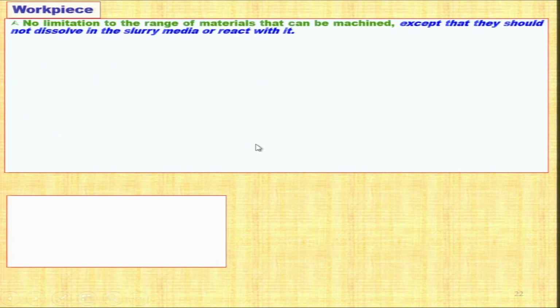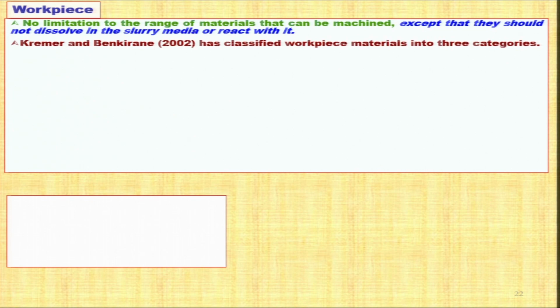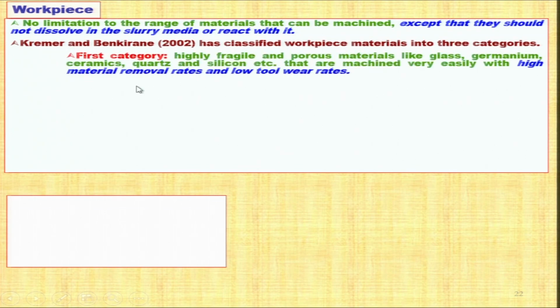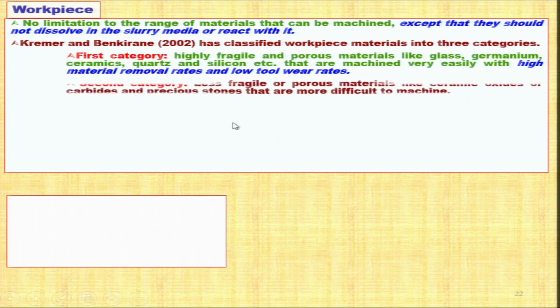Workpiece: there is no limitation to the range of materials that can be machined, except that they should not dissolve in the slurry media or react with it. Kramer and Benkirane have classified workpiece material into three categories. First category: highly fragile and porous materials like glass, germanium, ceramics, quartz and silicon, etc., that are machined very easily with high material removal rates and low tool wear rates.